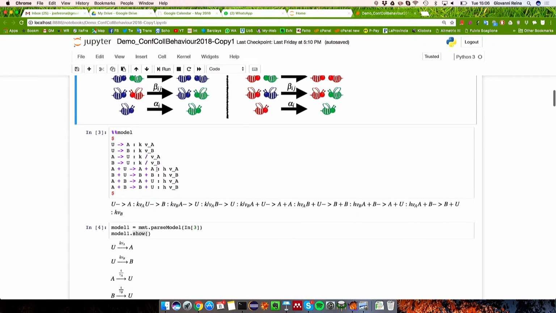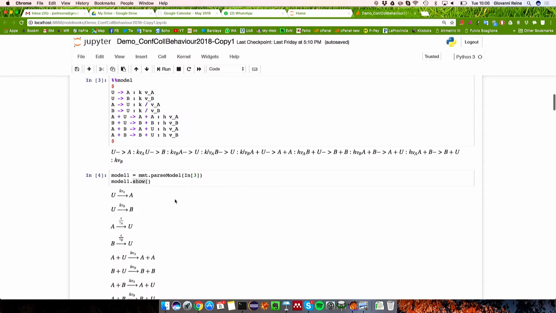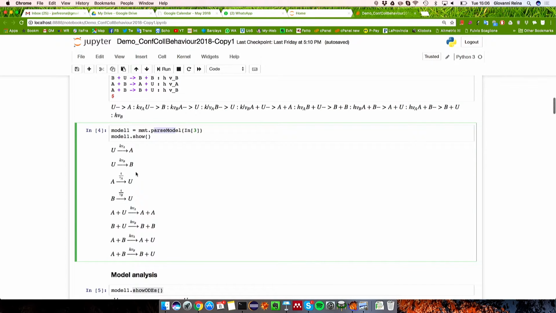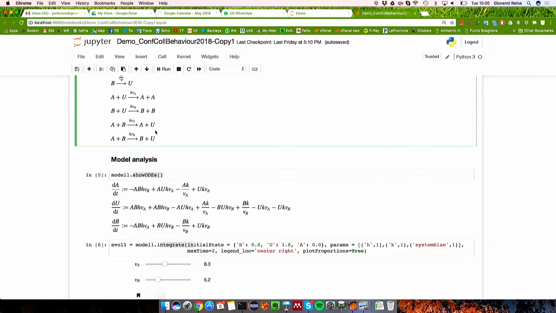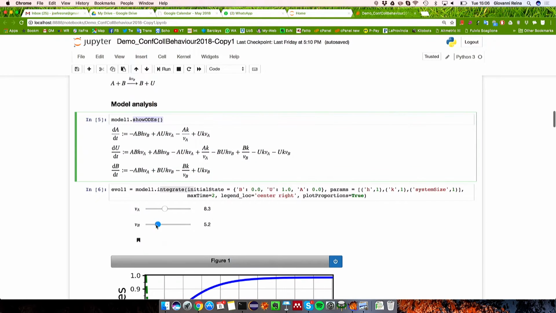So here we write the model with the specific syntax, and here we parse it. And here we visualize the transitions, in which we label A and B as the two possible nests and U the uncommitted bees. Once we parse the model, we can show the ODEs. That is done automatically. We have the ODE system that we can then integrate over time.